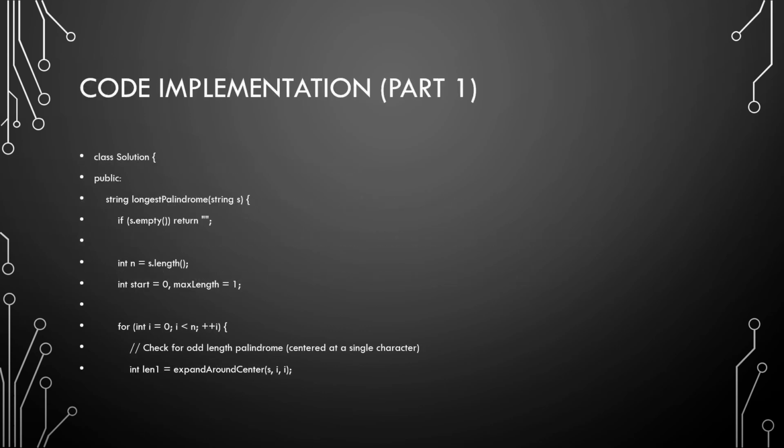Let's now look at the code. In the function longestPalindrome, we initialize two variables: start to store the starting index of the longest palindrome and maxLength to store its length. We iterate through each character of the string to check for palindromes centered at that character. For each character, we call the helper function expandAroundCenter to check for both odd and even length palindromes.